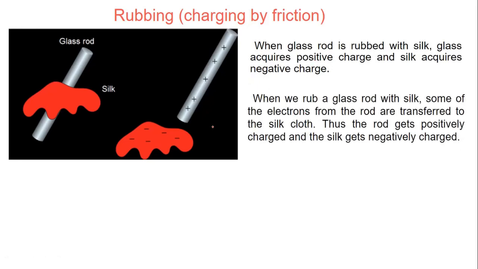Now the obvious question comes to mind: why does the rod become positively charged? Because the rod would have transferred some of its electrons to the silk cloth. Keep this in mind, whenever electrons are transferred from the glass rod to the silk cloth, the rod becomes positively charged, and the silk gets negatively charged because it has gained electrons given by the rod.